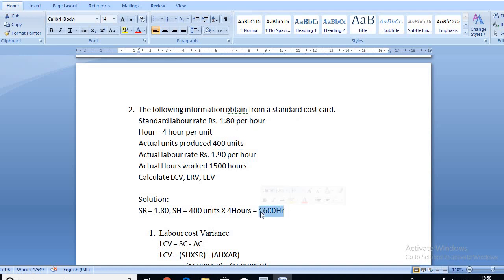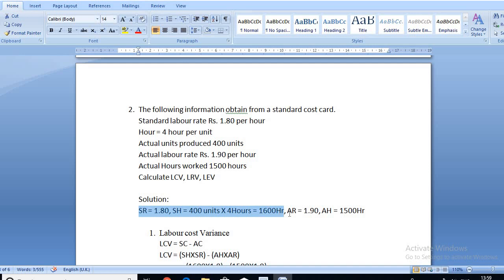Now, next one. Actual labor rate. Actual rate. How much? 1.90. So AR will be 1.90. Then actual hours worked. How much? 1500 hours. So AH, actual hours, is 1500 hours. Now SR will be 1.80, SH will be 16000 hours, AR will be 1.90, AH will be 1500 hours.